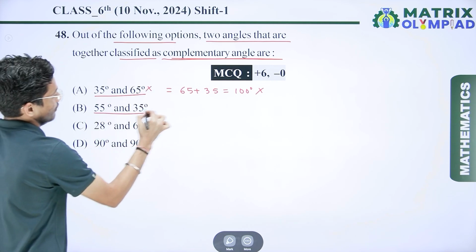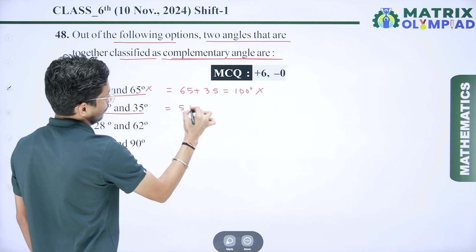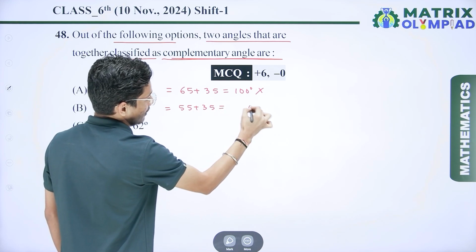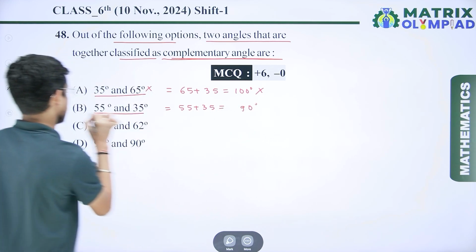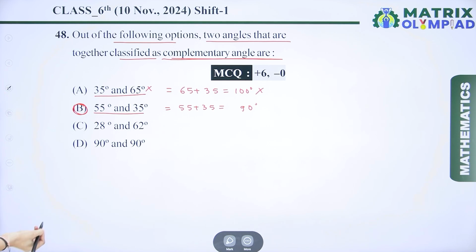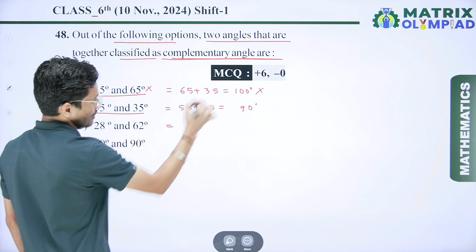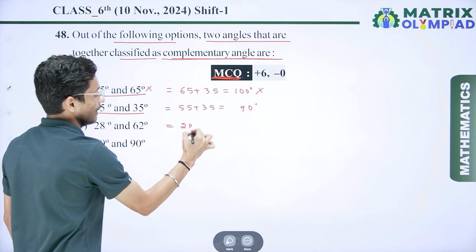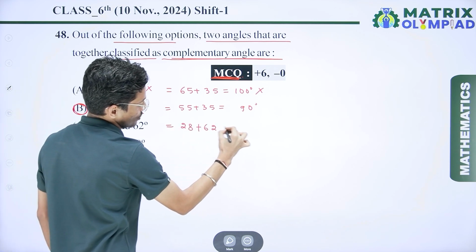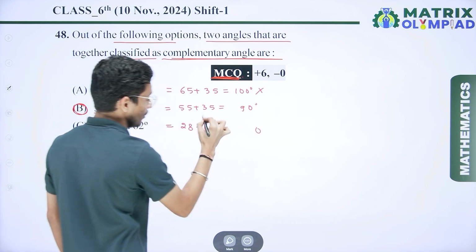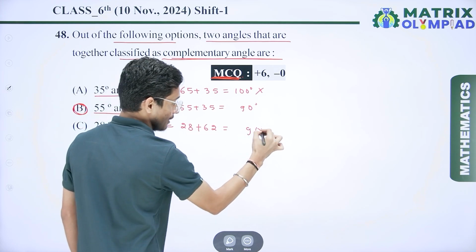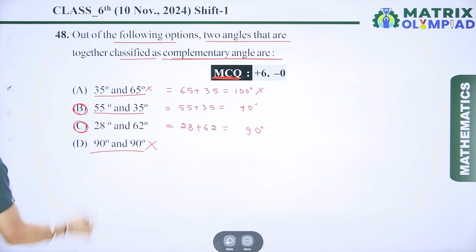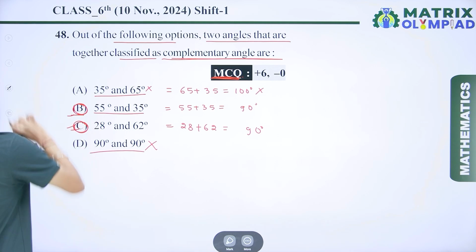If I talk about the second one, that is 55 plus 35, it means 5 and 5 is 10, carry 1, 5 and 4 is 9, 90 degrees. It means these two angles are complementary. So here option B. If I talk about C, because here we have a multiple choice question, 28 plus 62, that is 8 and 2 is 10, carry 1, 6 and 2 is 8, and 1 is 9, 90 degrees. Again here I can say that C is also correct. If I talk about D, this one is wrong. So here B and C are the correct answer.